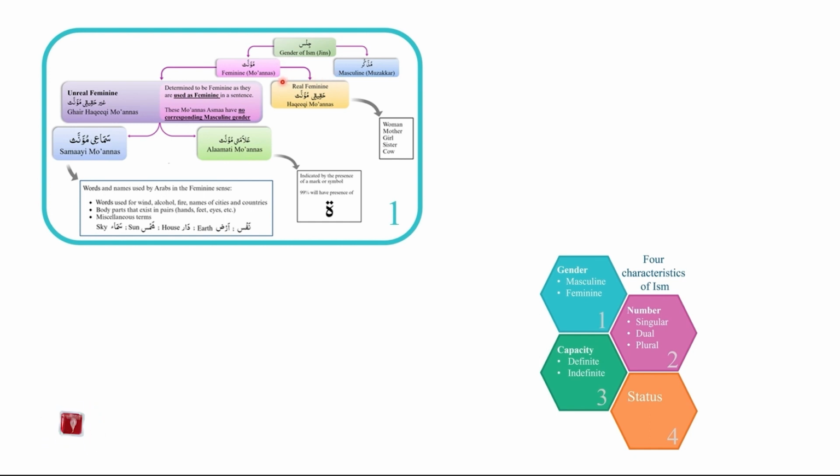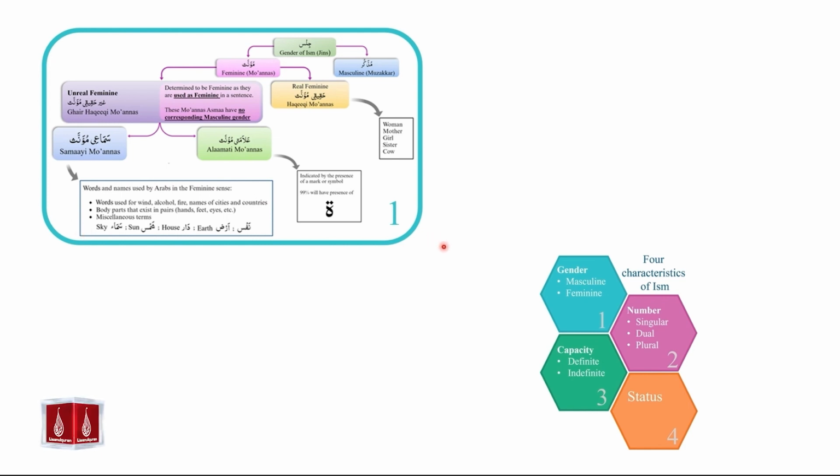Feminine asma can either be real feminine, for which we have a corresponding masculine gender, such as woman, mother, girl, or a feminine ism can be unreal feminine, for which we do not have a corresponding masculine gender. Amongst unreal feminine, an ism can either be an alamati muannas, or feminine ism that is identified by the presence of a mark or symbol. Most of the time this will be the gol ta or the round ta. Or an unreal feminine can be an example of a samai muannas. These are examples of asma that the Arabs use in the feminine sense.